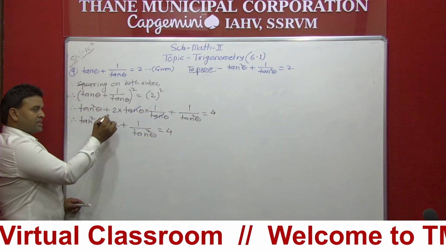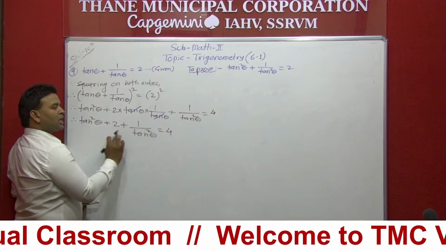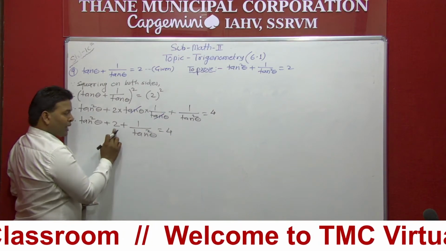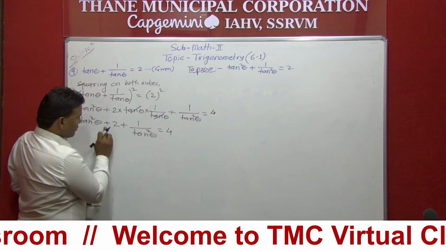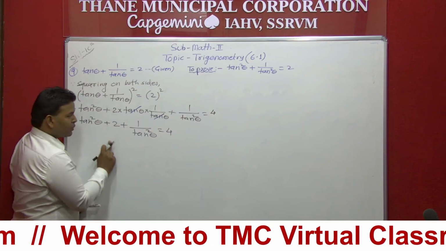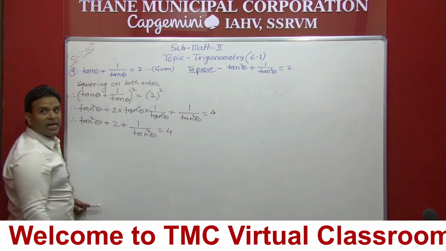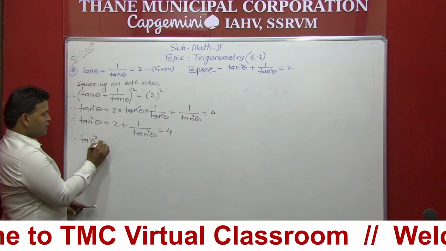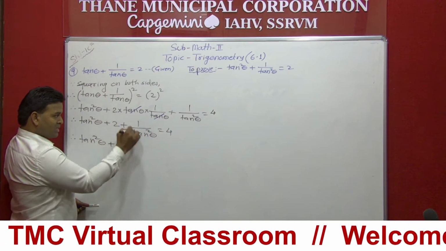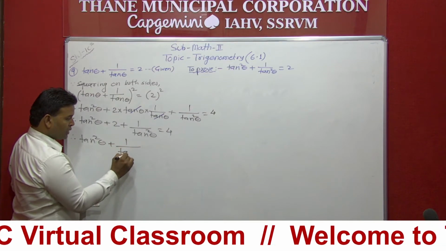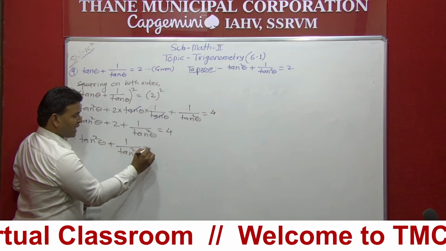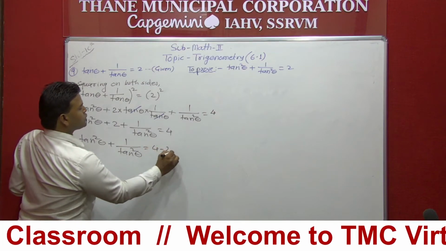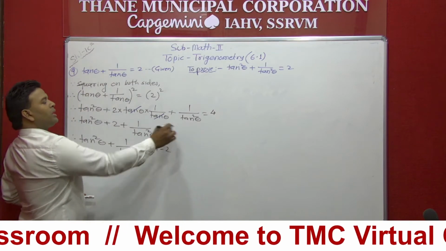Now see, this is a number and this is a number, both are numbers, so both are like terms. So this will get transferred here. Here we have a positive sign, so this positive sign will change into a negative sign. So in the next step, tan square theta plus 1 upon tan square theta is equal to 4 minus 2. I transferred this here.